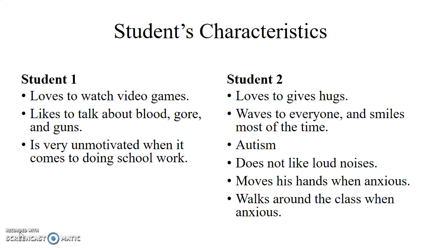Student characteristics. Student 1 loves video games, loves to talk about blood, gore, and guns. When it comes to schoolwork, though, he's very unmotivated. Student 2 loves to give hugs, waves to everyone, and smiles. He has autism, does not like loud noises. He moves his hands when he's anxious, and he walks around the class when he's anxious.